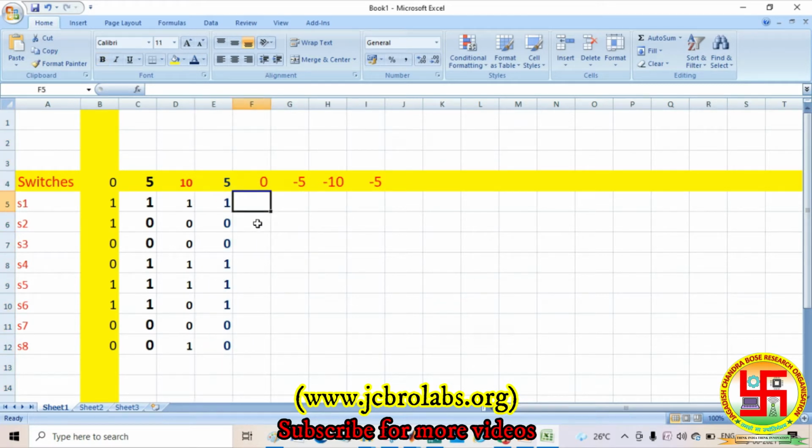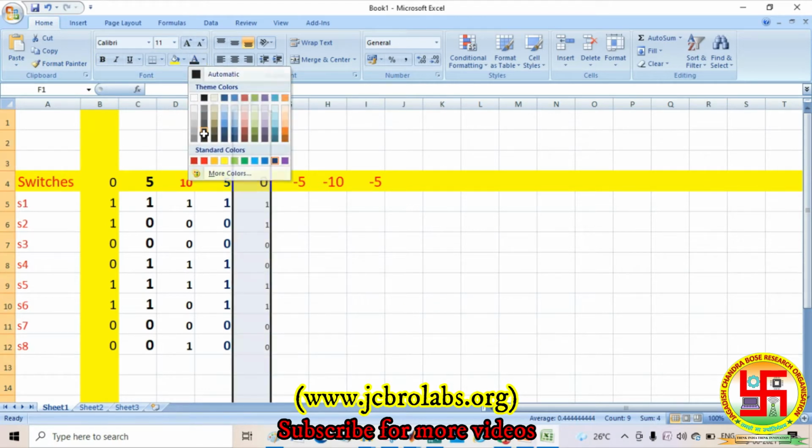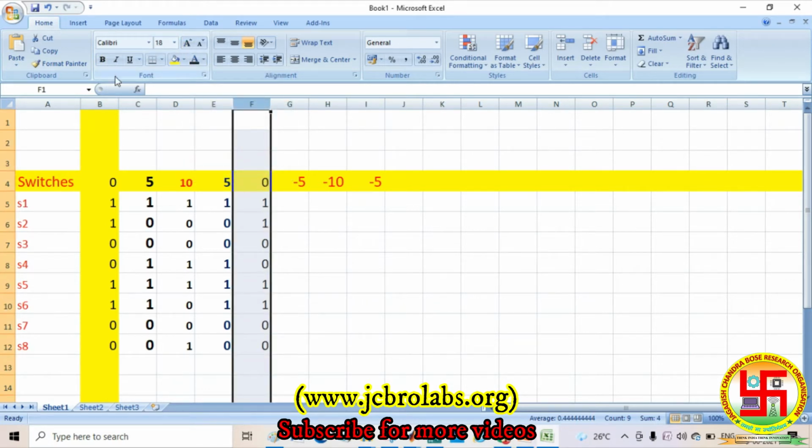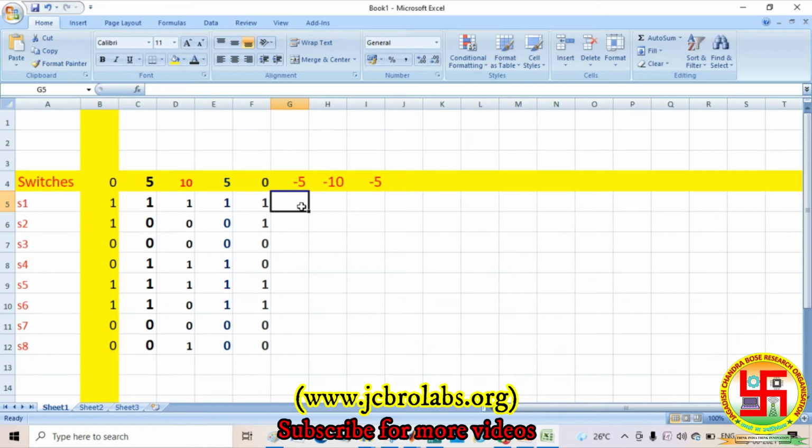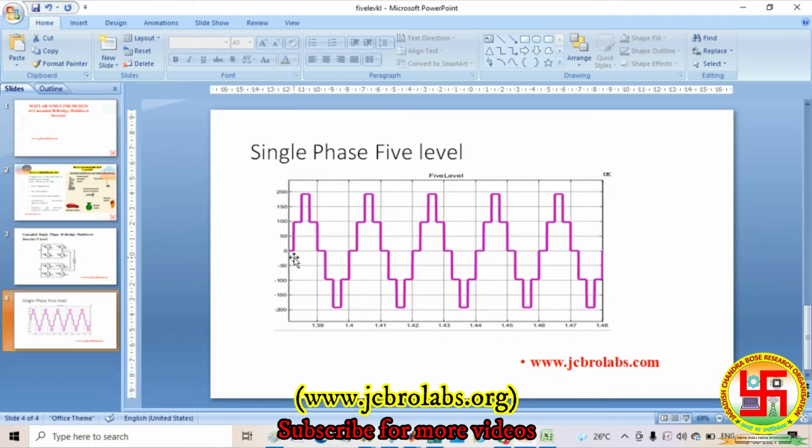Now I can see again 0. So 1 and 2 I am turning on, here 5 and 6 I am turning on, and the remaining become 0, 0, 0, 0. Now the first bridge is completed, half cycle completed. Now you can observe, from 0 to 0 we reach the negative 5 cycle.